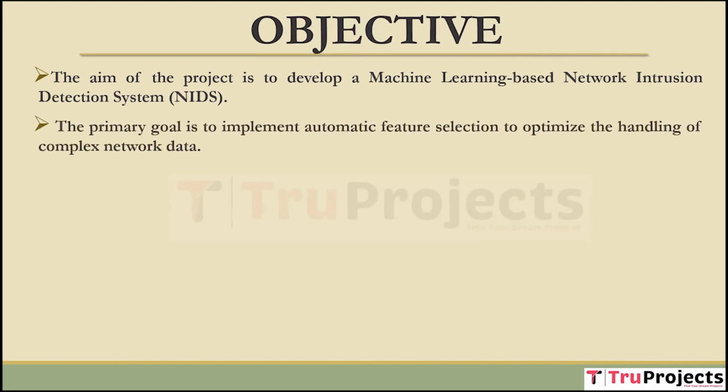The main aim of the project is to implement an automatic feature selection process within the NIDS. This process will streamline the handling of complex network data by identifying and utilizing the most relevant features, ultimately improving the accuracy and efficiency of intrusion detection.